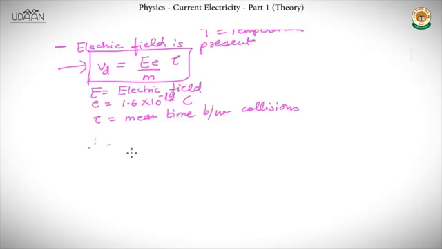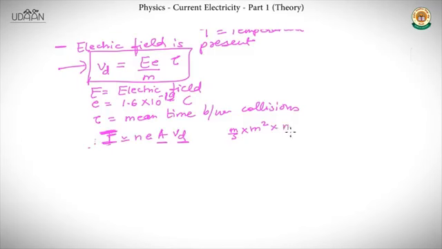In this case, I can write the current as N into e into A into Vd. How? Vd is the drift velocity, A is the area. So drift velocity has the units meter per second, and the area has units meter square. Now this is meter cube per second. So this is charge flowing in a unit volume per second. Right, so charge flowing in 1 meter cube per second, right?